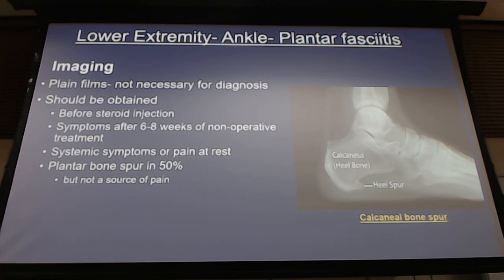Now, sometimes we say we want you to try non-operative management for 6 to 8 weeks. That's a standard thing in most of our orthopedic conditions, 6 to 8 weeks. If you see a treatment that is outside of the 6 to 8 week window, then pay attention to that as well. But for the most part, most of what we do, 6 to 8 weeks is the sweet spot. Again, not all patients that have plantar fasciitis have bone spurs.